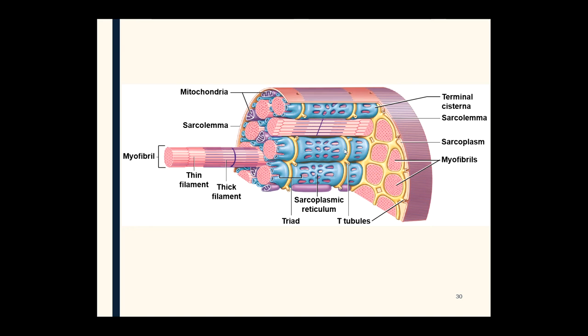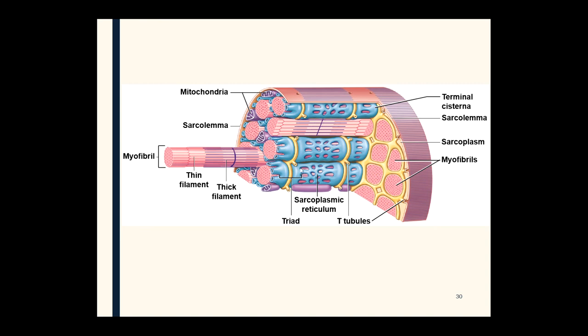Now, this relationship of the two terminal cisternae with the T-tubule in the middle is known as a triad. Tri meaning three. It kind of reminds me of an Oreo cookie. If you had the dark cookie here, and then here's the other cookie right there, then the cream would be in the middle. It's kind of like that. The terminal cisternae form a sandwich with the T-tubule in the middle.